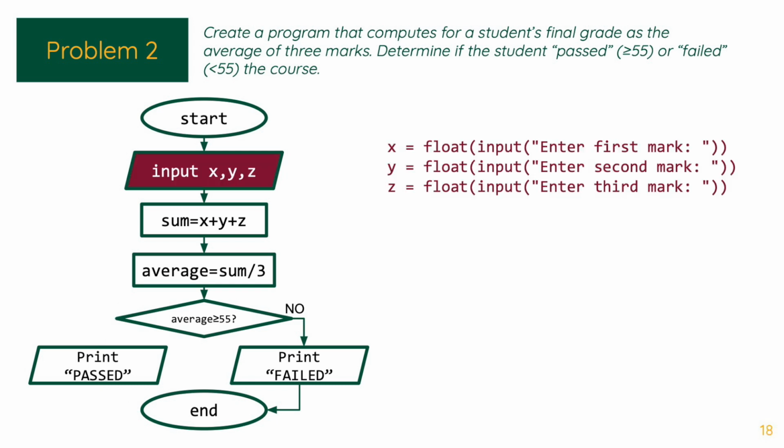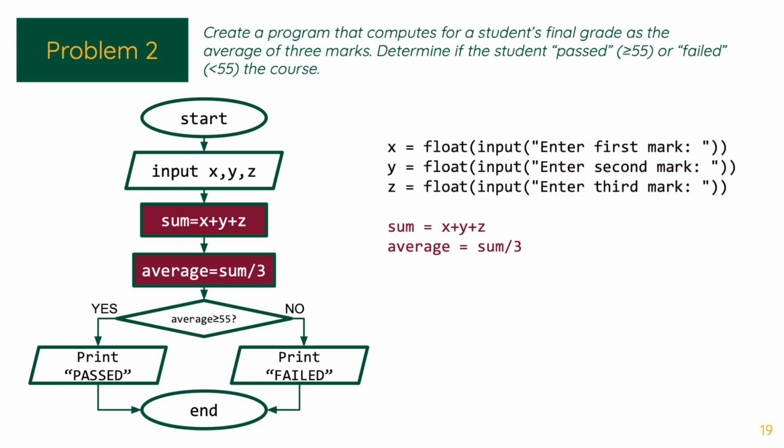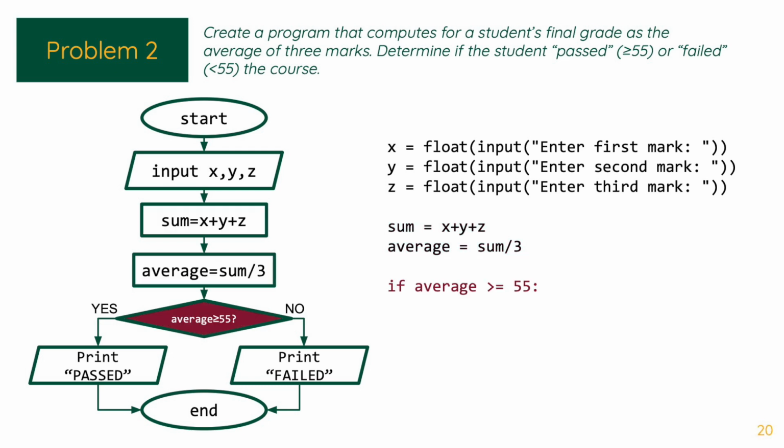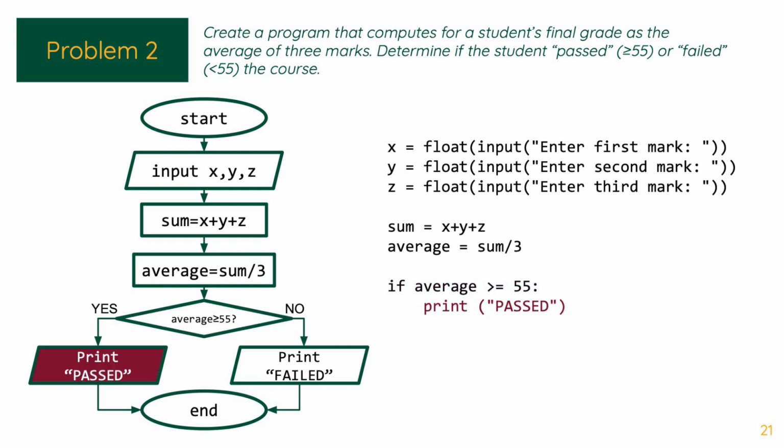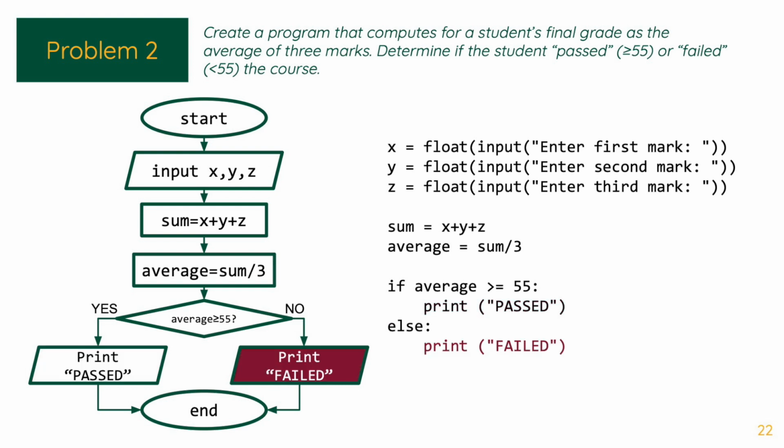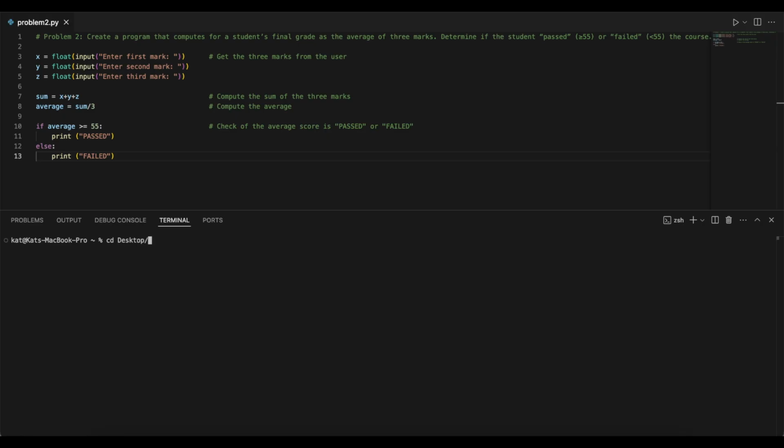First, we get the inputs from the user, then typecast the inputs to float since grades are usually floating point values. Get the sum and the average. Then use a conditional statement, or the if statement in Python, to check whether the average score is greater than or equal to 55 or not. If average is greater than or equal to 55, print passed, else print failed. Here's a sample run of the program.